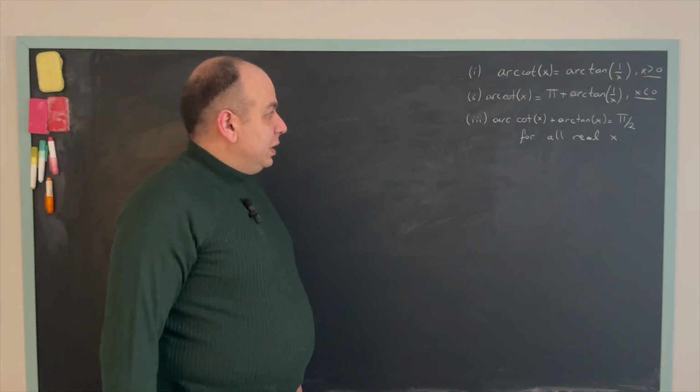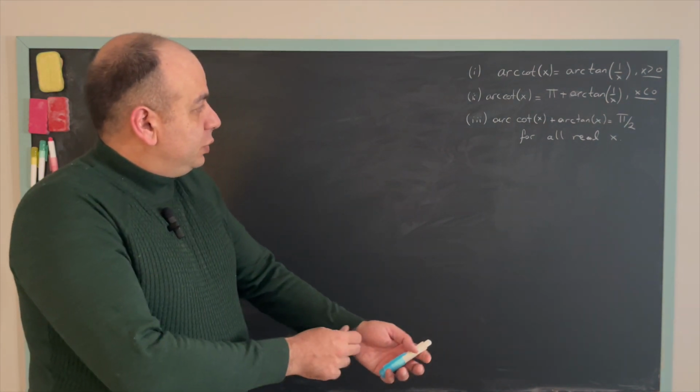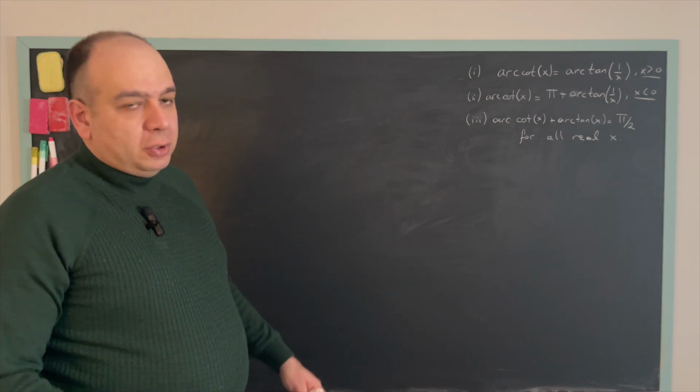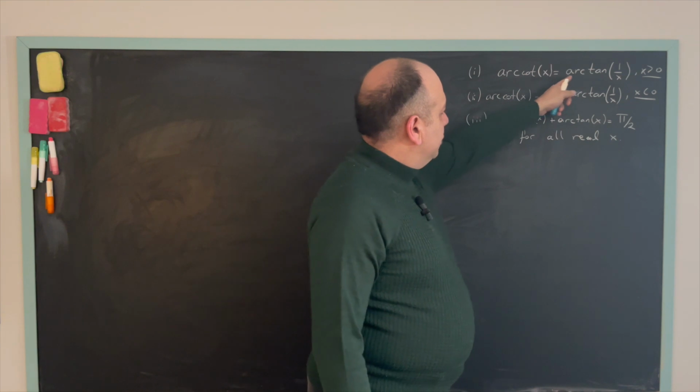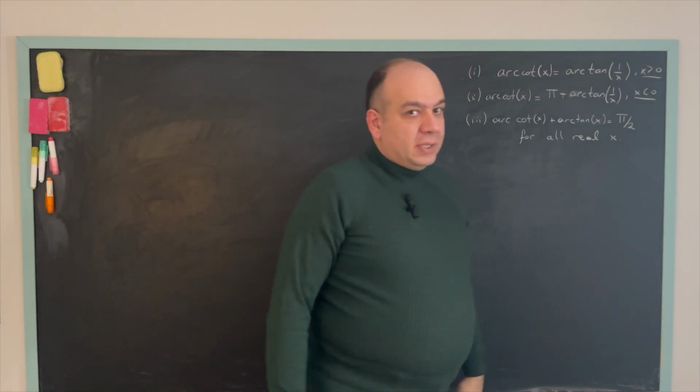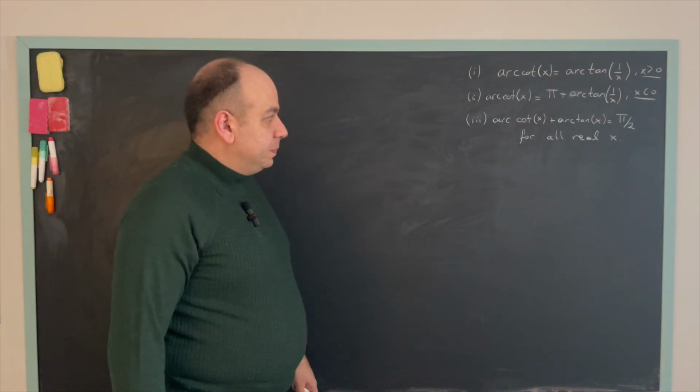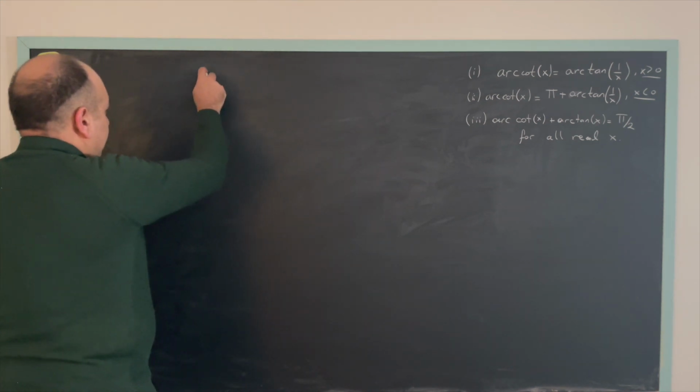So today we will try to show that, first of all, arccotangent x is equal to arctangent 1 over x when x is larger than 0. Okay, let's show that.